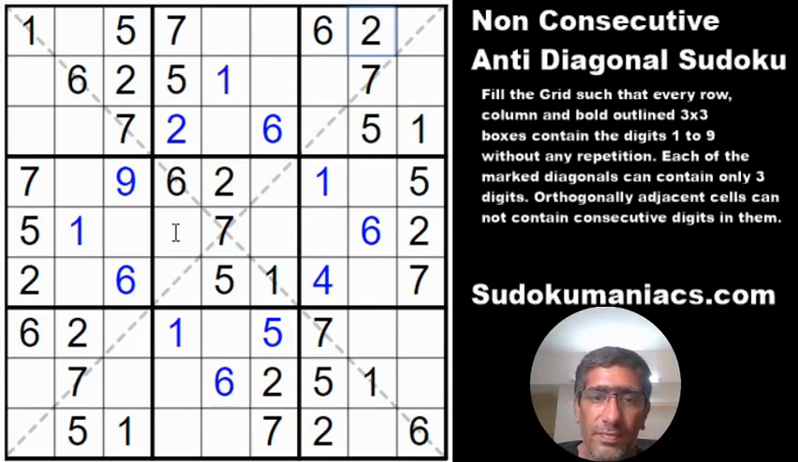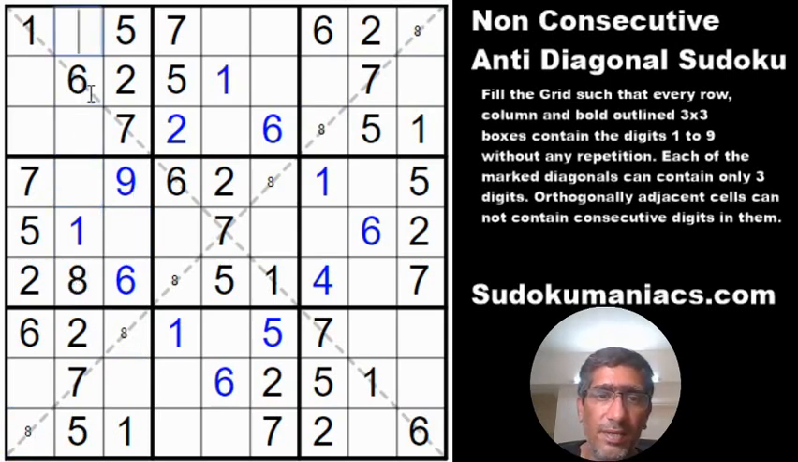Now, let's look at this 7. The trick here being 8 cannot be beside a 7, right? Because the non-consecutive constraint has to be placed. So 8 has to be on the diagonal, which means 8 is part of this, 8 is part of this, 8 is part of this. This cannot be an 8, this cannot be an 8 because of the 9. So 8 has to be here.